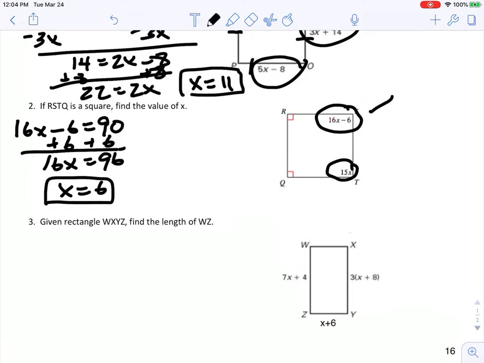Now you can do it for this angle, or you can do the same thing for this one. 15x is also equal to 90, and you will also get x equals 6. So notice you don't have to do it for both. They're both equal to 90.